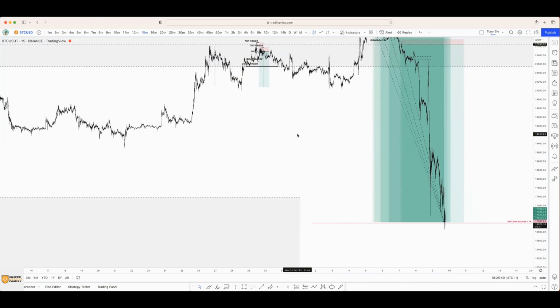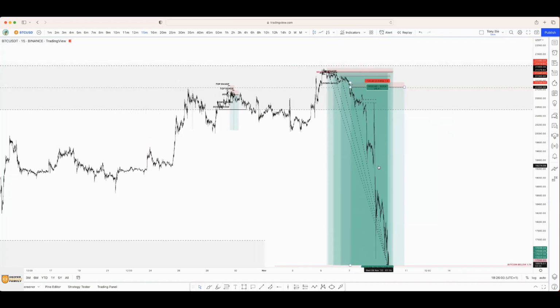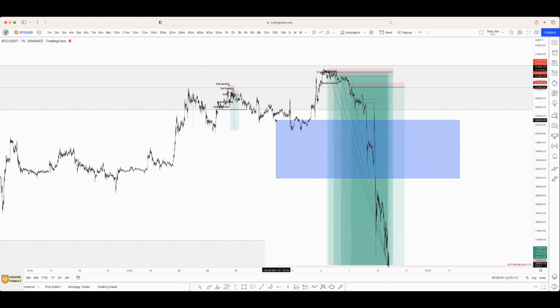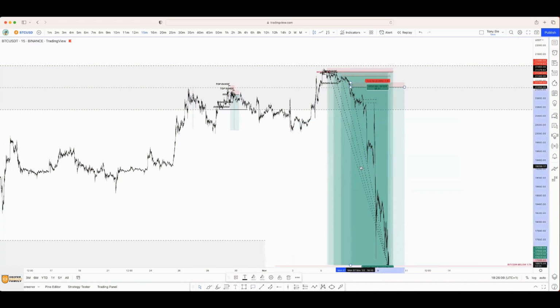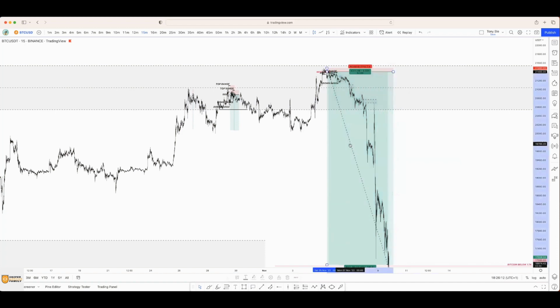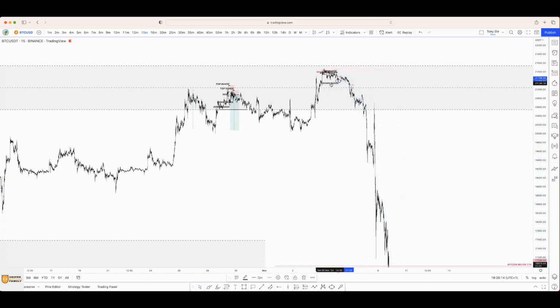So if there were more entries, I'm sure there were more because different people have different strategies, right? Some people have different strategies they would have used to enter this to the downside, but this is mine. And yes, so now the second aspect is what do I think is going to happen? So now that we've gotten to 17K, what do I think is going to happen next?